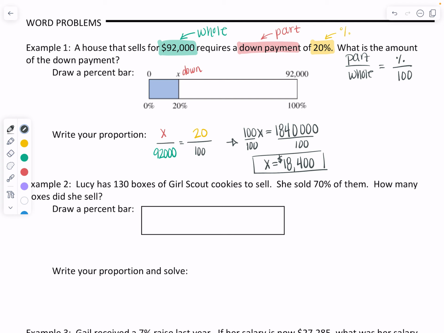So Lucy has 130 boxes. That total is the whole of this problem. The part is going to be how many boxes she has already sold. I don't know that number, unfortunately. So how many boxes did she sell? That is my part. And then, of course, the percent is 70%.